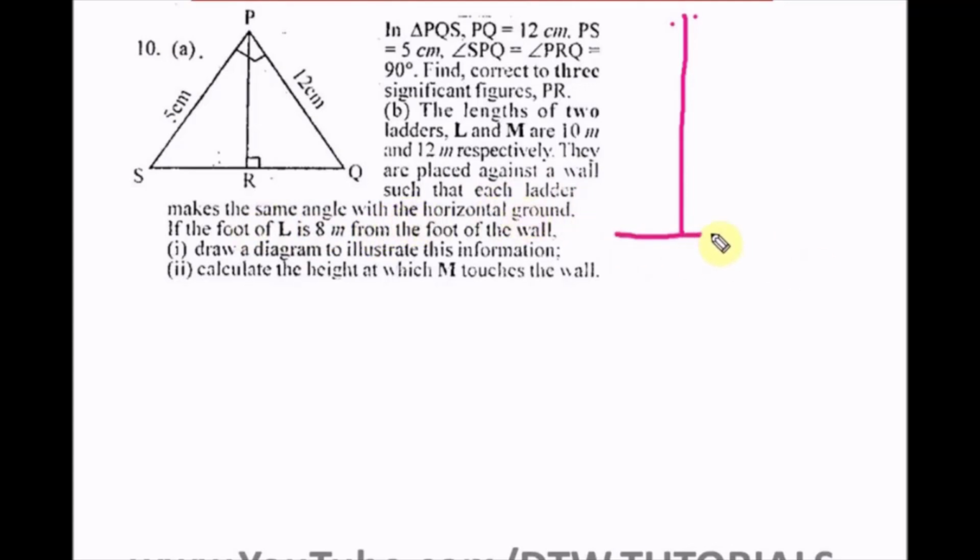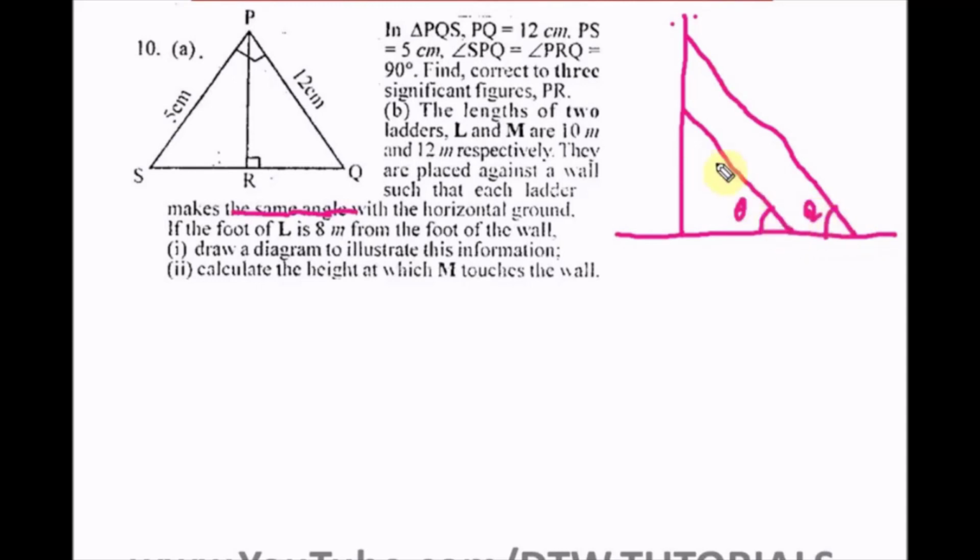So we have a ground which is horizontal. And it says each ladder makes the same angle with the horizontal ground. So we have the ladder. There's a big one and a small one. So the small one, let's put the small one here. It makes an angle and we're going to call the angle theta. And the bigger one makes an angle also theta.